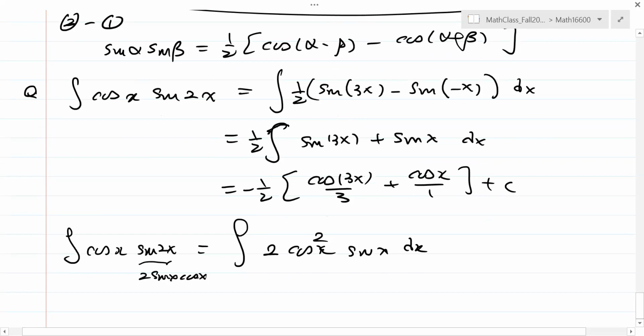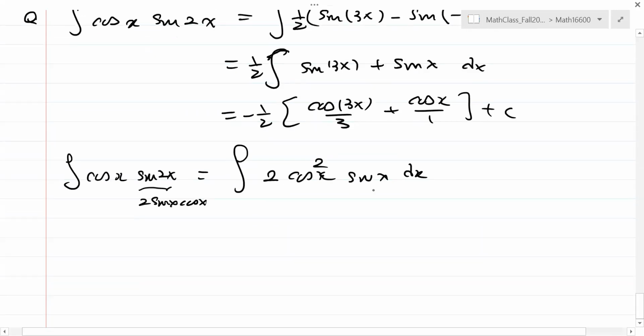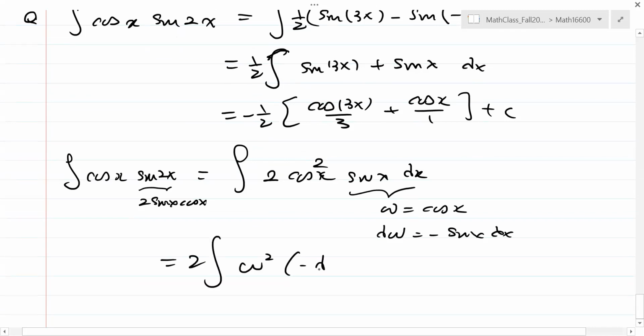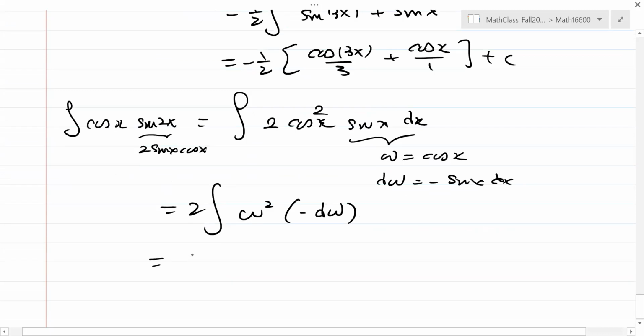Okay, so after this section, you probably know all the formulas from trigonometric geometry. So then you use a substitution for that, right? W equals cosine x. Then dW equals negative sine x dx. So that will be twice of W squared, d of negative W, right? It's pretty standard. It's going to be negative 2/3 cosine cubed x, right?